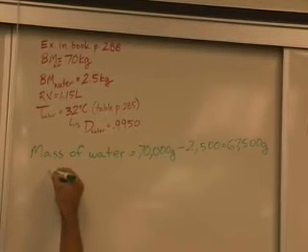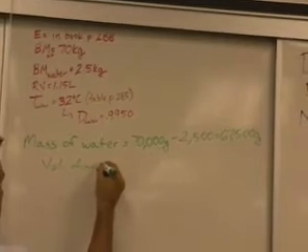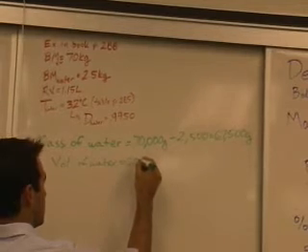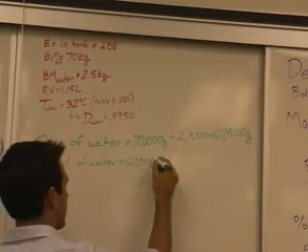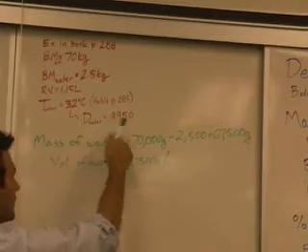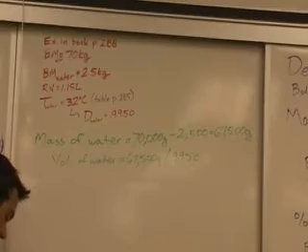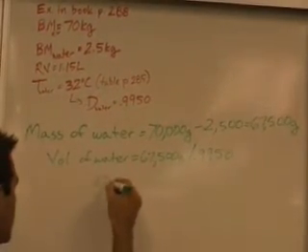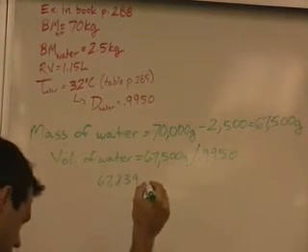Now we can get the volume of water by taking the mass divided by the density of water. We have the density of water at 0.9950. So the volume of water displaced is 67,839 milliliters.